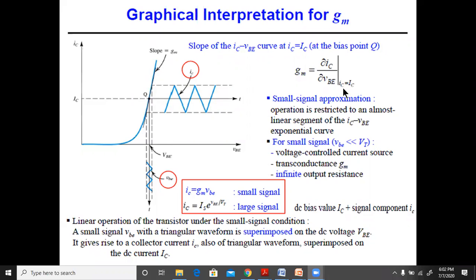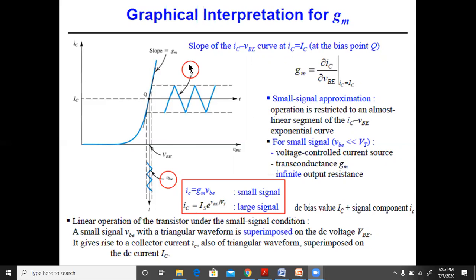This is what it means when we assign this: the slope at the point at which we have the DC value. What is the slope of this curve? It is what we are taking, that is dou i_C by dou v_BE, at the time i_C is equal to I_C. So this is the small signal representation of the overall, so to say, the transconductance.